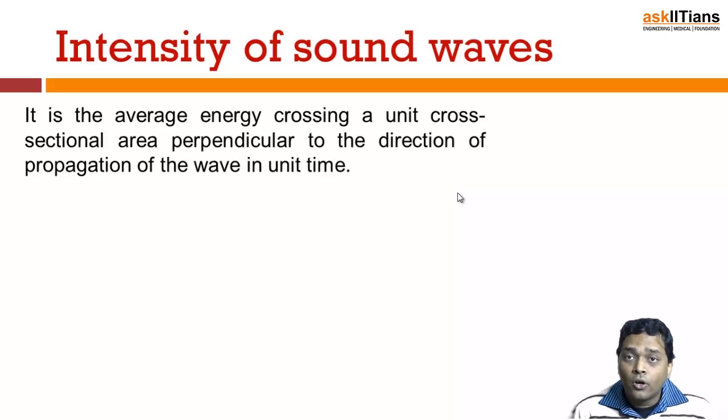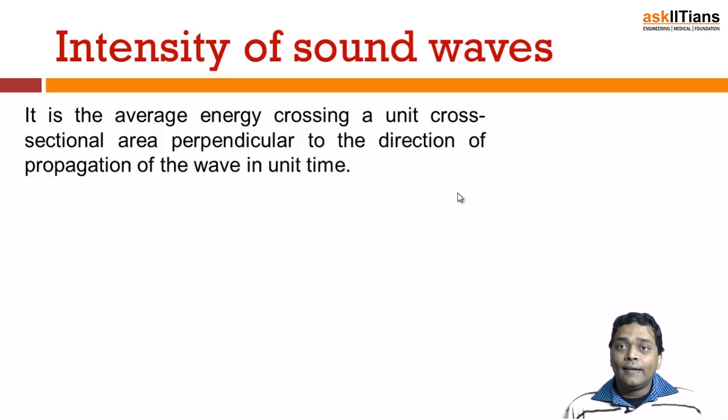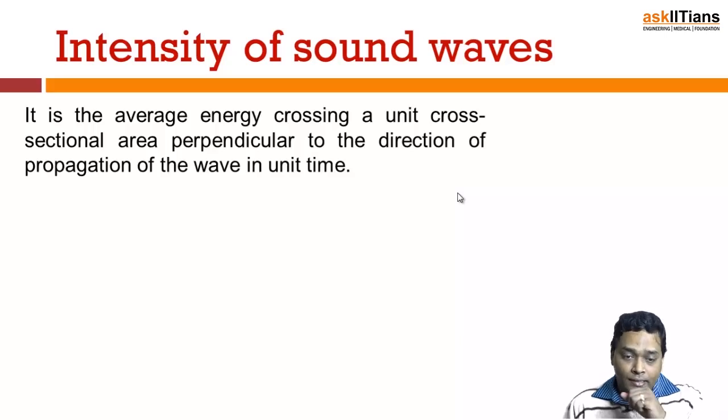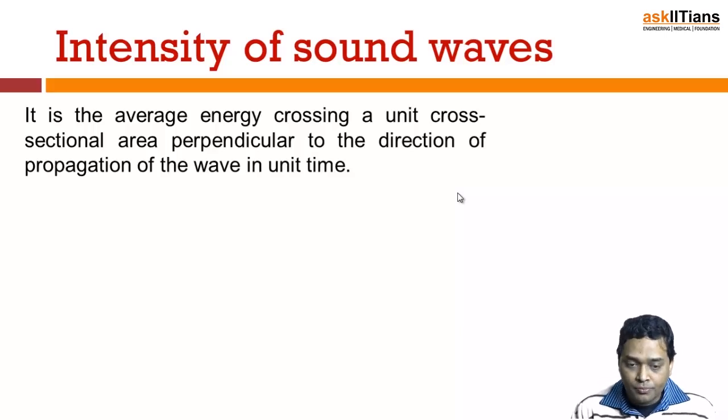So how exactly are we going to find out the intensity? As we have seen before, it is related to the amplitude, how much displacement is taking place over a particular amount of area. So it's the average energy crossing unit cross-sectional area perpendicular to the direction of propagation.